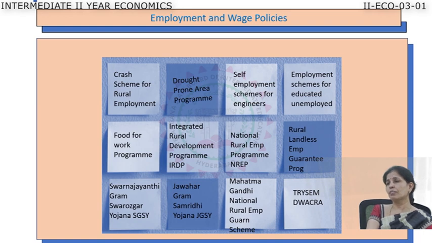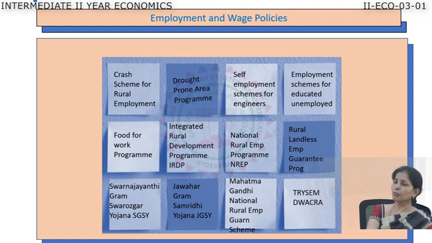We have a program for the landless farmers, that is the Rural Landless Employment Guarantee Program. We have Swarna Jayanti Gram Swarojgar Yojana. The policy itself says upliftment of villages, self-upliftment of an area, creating employment opportunities, developing the particular area. We have Jawahar Gram Samriddhi Yojana, which is known as JGSY. We have Mahatma Gandhi National Rural Employment Guarantee Scheme.